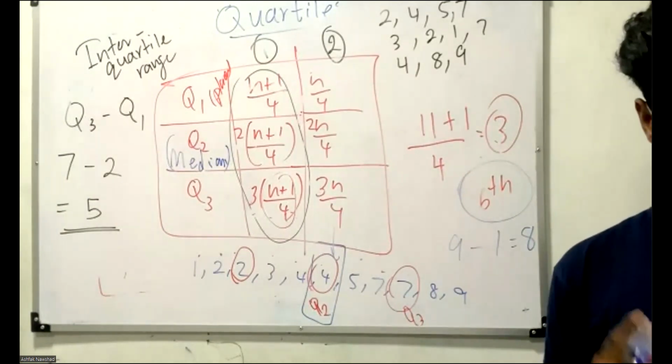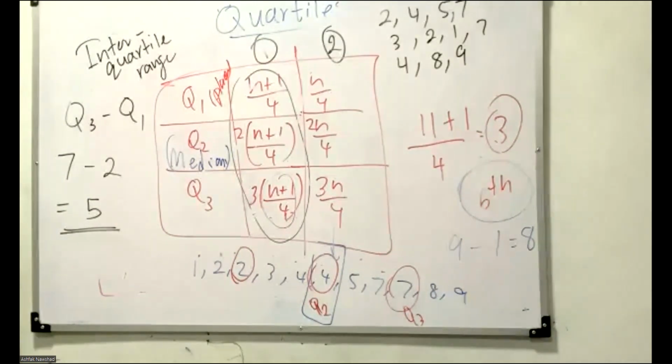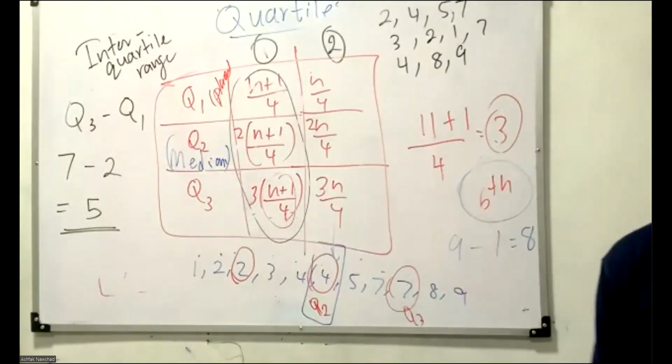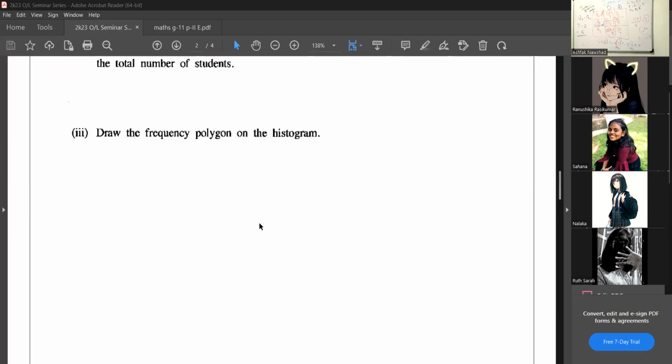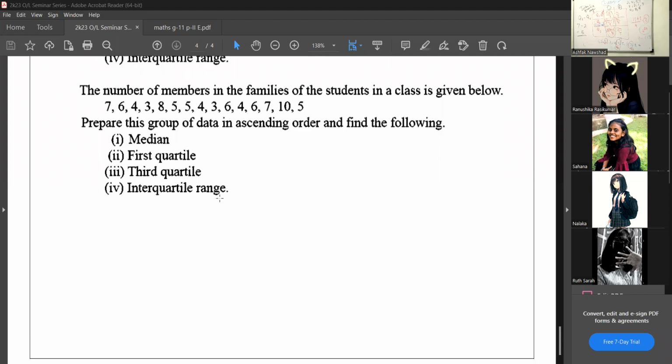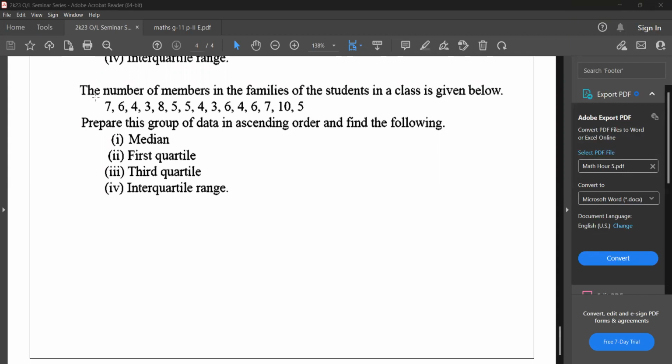Yeah. So we did histogram, frequency polygons, and quartiles. Before ending the session, try the question in the last page, the very last question. The number of members in a family. I'm sharing the screen right now. Hope you can see that. Families of students is given below. Try finding the median, first and third quartiles, and also the interquartile range. And you can send the answers via the Zoom chat.